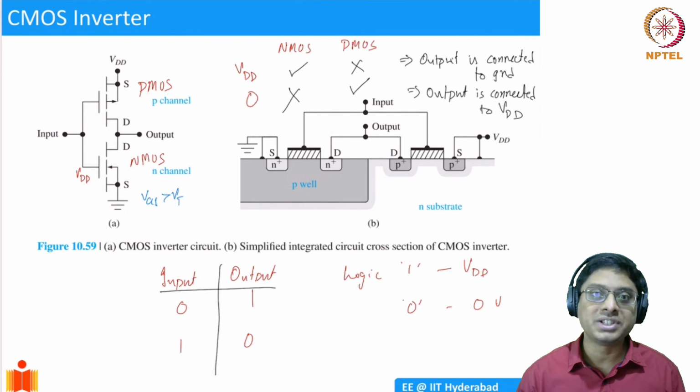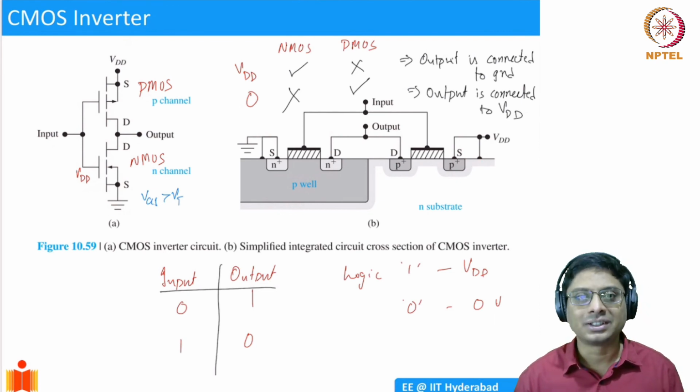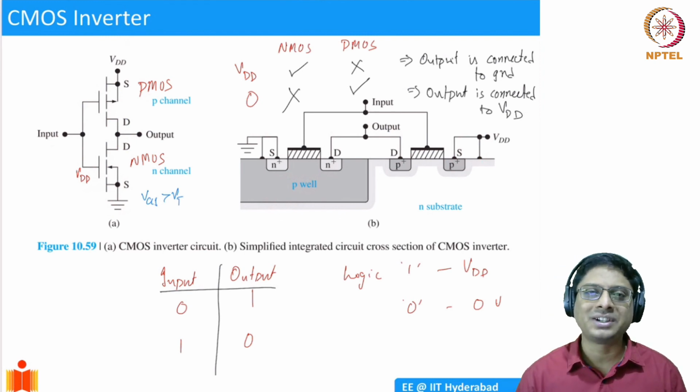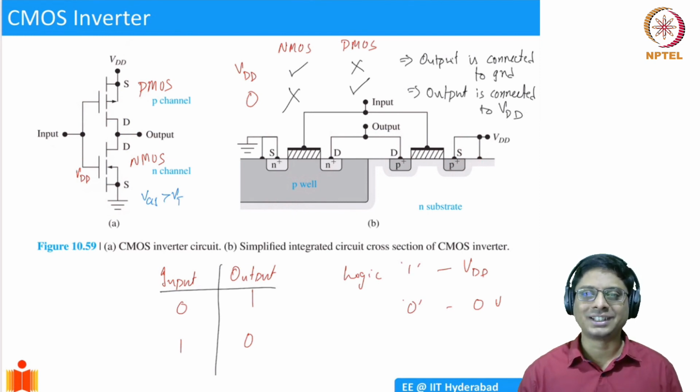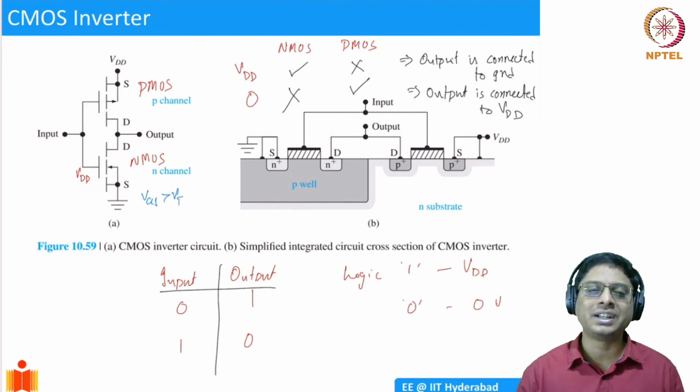It is not like that in BJTs. If you try to make an inverter-like circuit with a BJT, it will continuously flow current. Because of that, the power dissipation will be so much that I don't think it'll last even 5 minutes or so. I mean, it depends on the battery, of course, but it's not at all an efficient device. It will just heat up like crazy. So that's why CMOS is very, very popular.